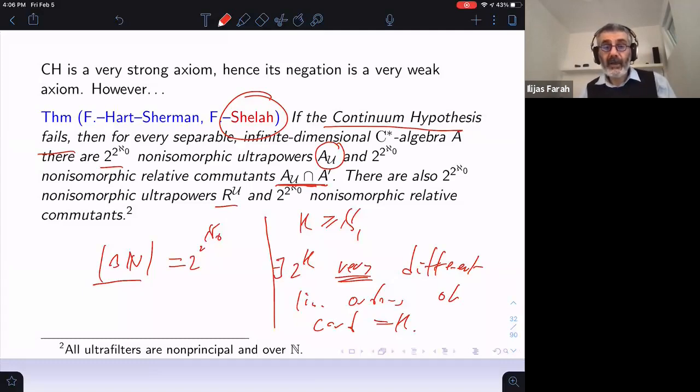If you have arbitrarily long chains in a C-star algebra, then in the ultrapower you're going to get a very long chain. And there is a beautiful construction of an ultrafilter, which goes back to Kunen, basically. You give me a linear ordering of cardinality continuum, and you also give me a C-star algebra and this formula which defines order. Then I can construct an ultrafilter which will have the property that in the ultrapower, this linear order will embed into the C-star algebra. And because there are so many different linear orderings, you just conclude that there have to be many different ultrapowers. And the same goes for relative commutants.